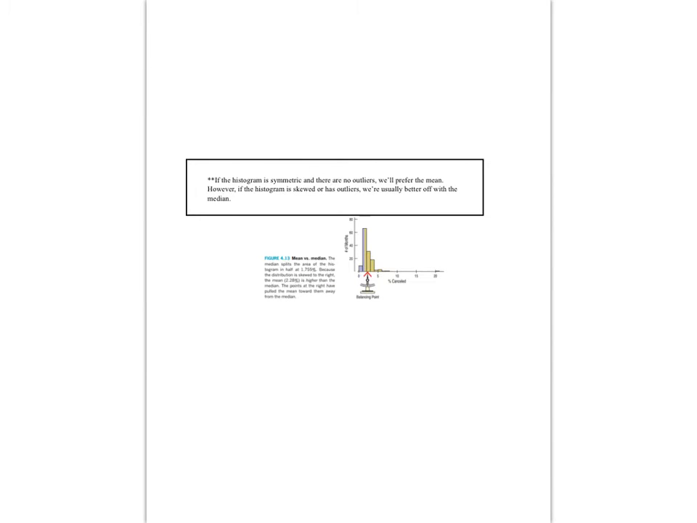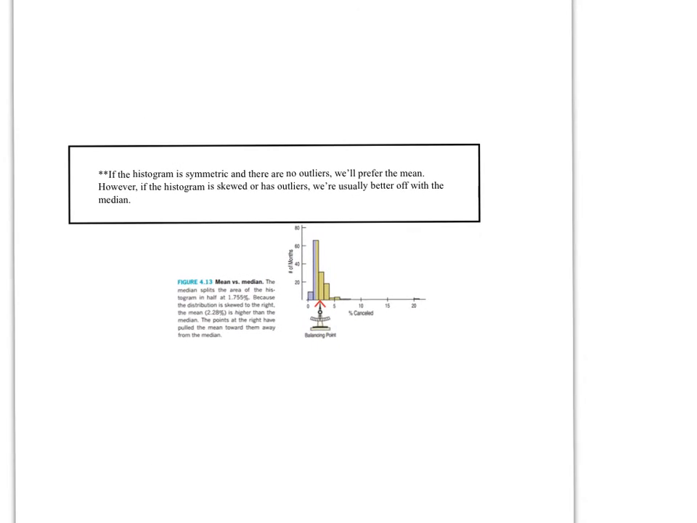Alright, last slide here, folks. Get excited. If a histogram is symmetric, there are no outliers, and we use the mean. However, if the histogram is skewed or has outliers, we usually use the median. I want you to think about why that's true.